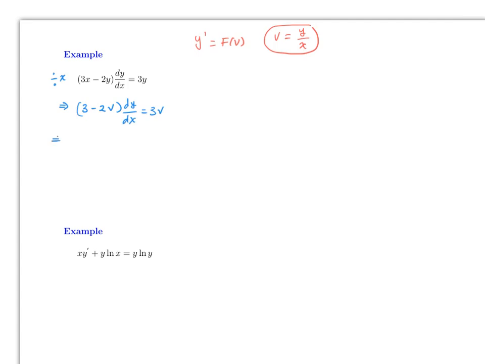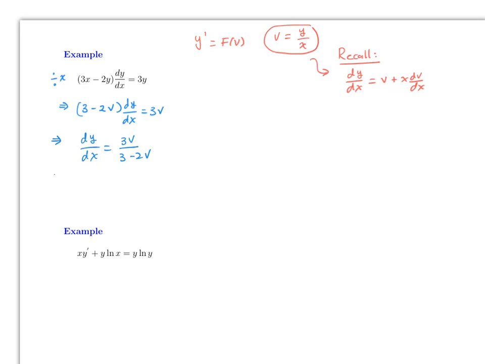Right? Then, if you solve for dy/dx, this will be equal to 3v divided by 3 minus 2v. Now, recall just from the last page, let's go back to the last page. When we do this substitution from here, you can say that dy/dx is going to be equal to v plus x dv/dx all the time. We talked about that already.